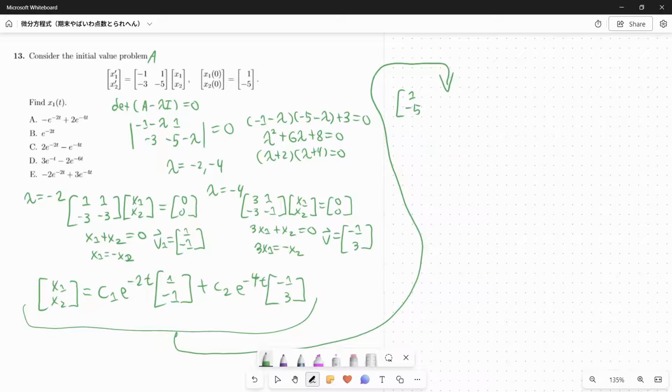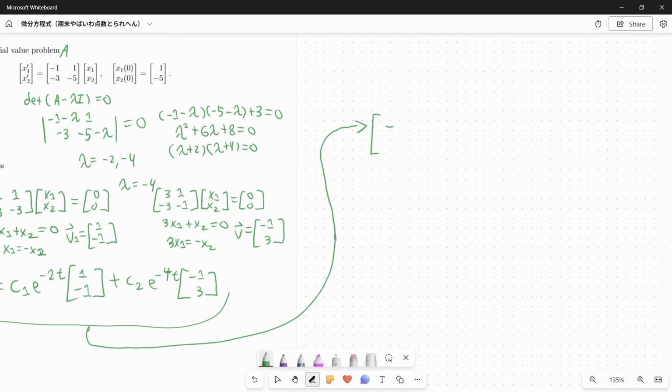Let me clean this up a little bit so it can be neater, like this. We can say that 1 and negative 5 is going to be equal to c sub 1 times its corresponding eigenvector of 1 and negative 1. I got rid of the e terms because the initial condition tells us what these numbers are when x sub 1 and x sub 2 are equal to 0, as you can see here. That would get rid of the e term, plus c sub 2 times negative 1 and 3.